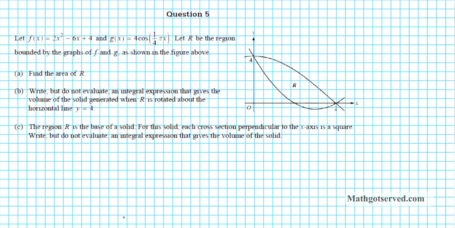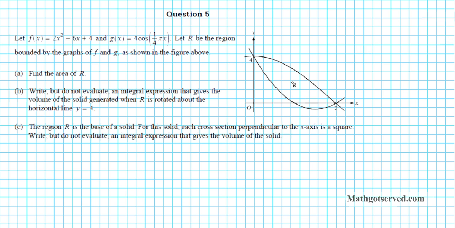All right, let's take a look at question number 5. So let's see here. f of x is 2x squared minus 6x plus 4, and g of x is 4 cosine of 1/4 pi x. And it says let R be the region bounded by the graphs of f and g, shown in the figure above. Find the area of R.